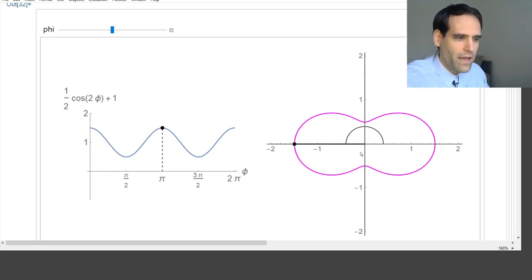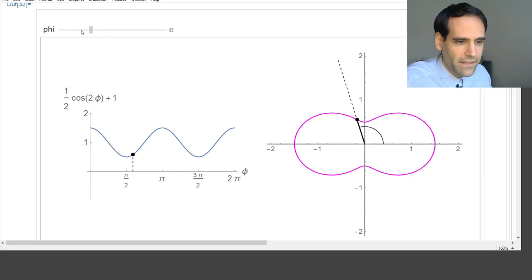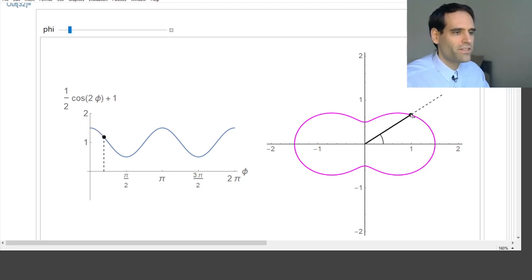So this time I'm going back to the xy axis. So now the angle, which is this angle, is pi, which is half a turn, 180 degrees. And the distance to the origin is exactly 1.5, which is why the point is here. So you can see that as we move phi between 0 and 2 pi, yeah, this corresponds to different points along this peanut.